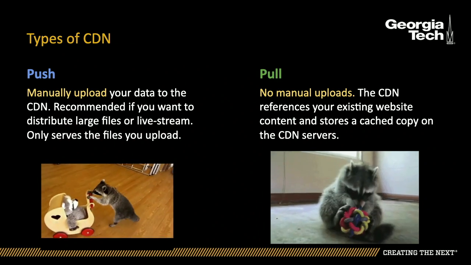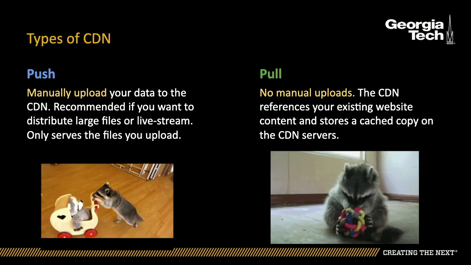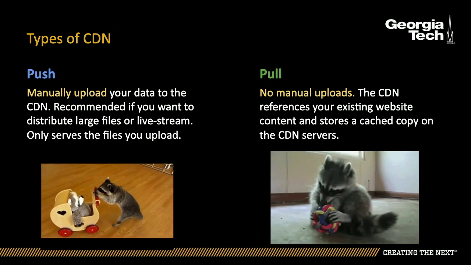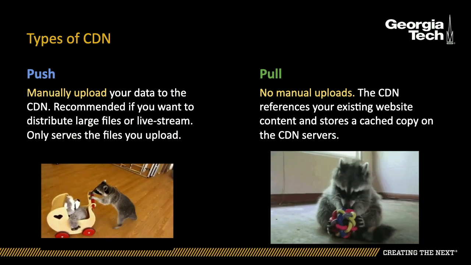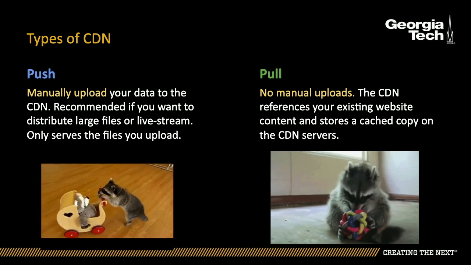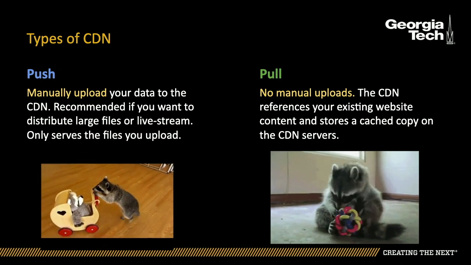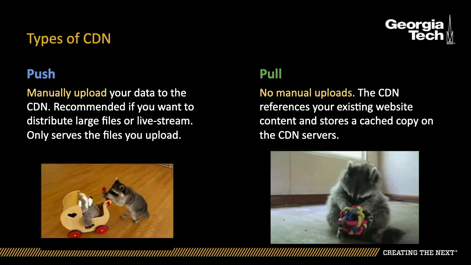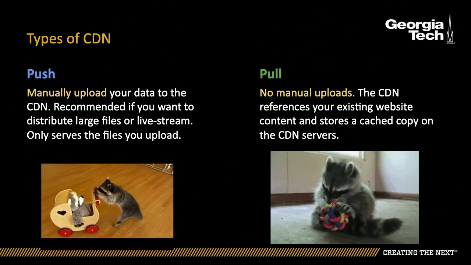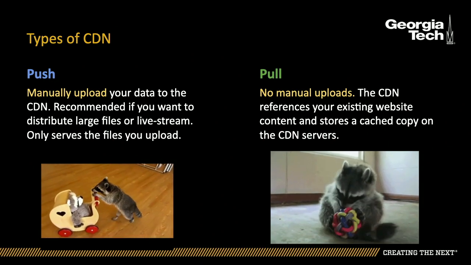There's this push, and that's when you manually upload your stuff. So if you're doing live streaming, or if you have a video or some sort of huge download, you can just put that on your CDN, and then that gets distributed to all the nodes, and people can just get that. Or you can do this pull. The pull just checks in and grabs the parts of your data after you clear a cache, or you tell it there's a new setting out there, a new page, and we can just grab and go from there.